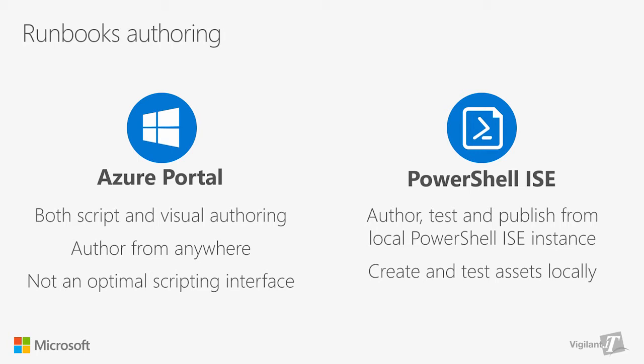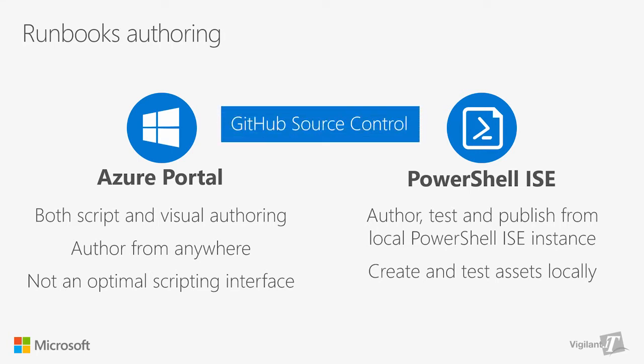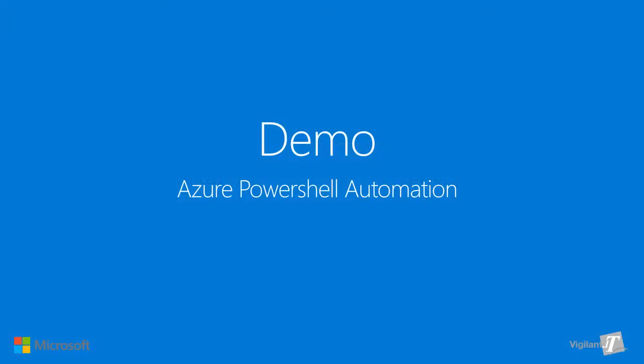No matter where you create or modify your scripts, GitHub can be used as your source control, ensuring versioning, code sharing, and all the other great features coming from GitHub. Before I continue with the second type of automation engine, which is the desired state configuration or DSC, let's go to the Azure portal where I can show you what you can do with Azure PowerShell Runbook Automation.